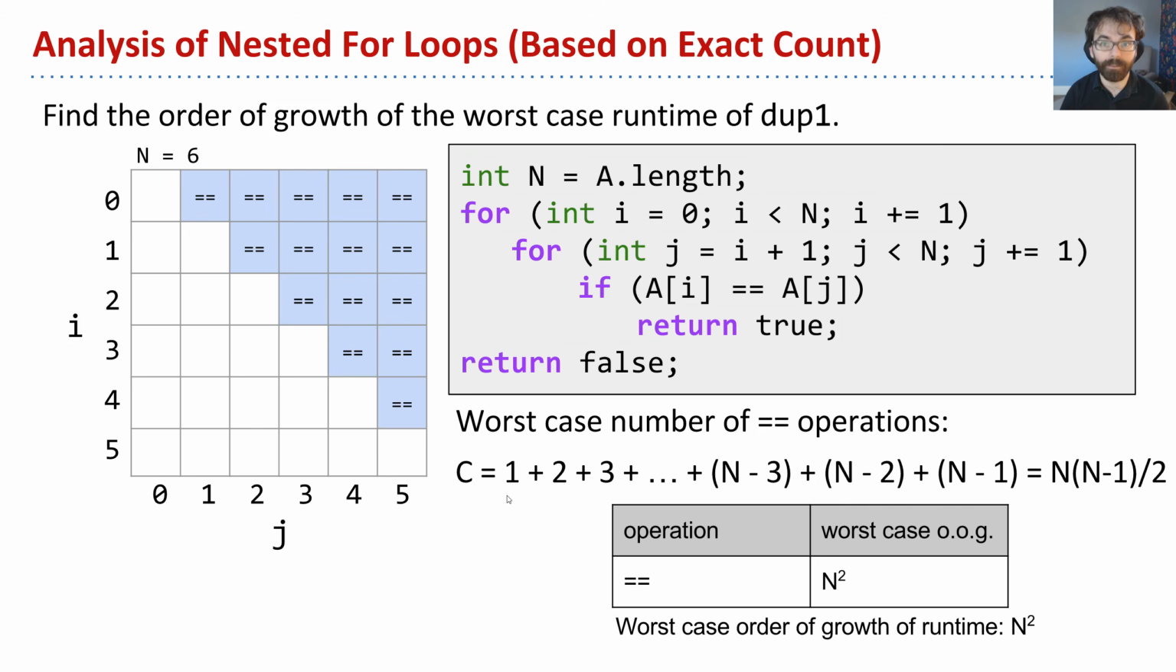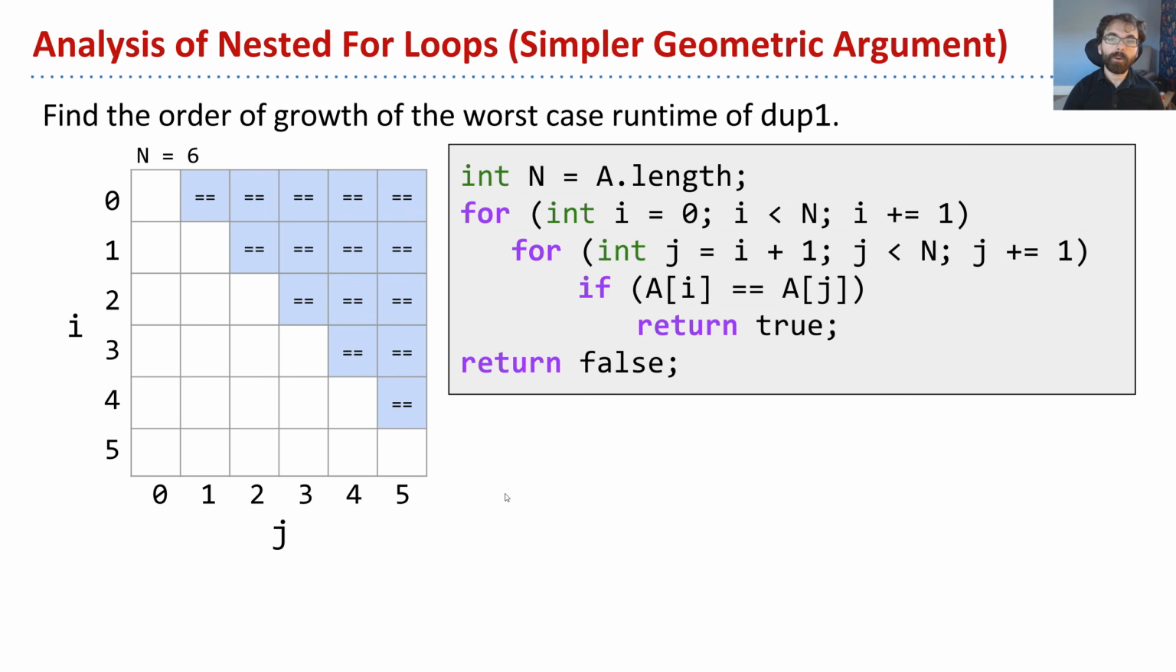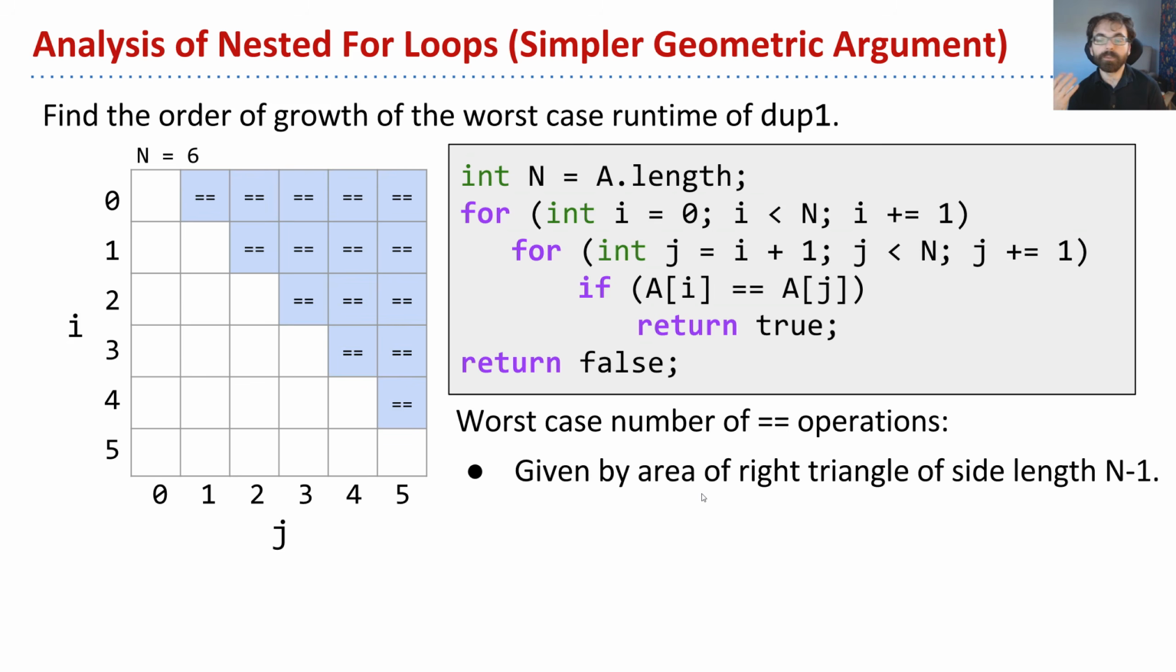Now there's an alternate way where we don't actually come up with the exact count at all. This is more of an art than a science often. In this case, I'm going to make a geometric argument. Eventually, once you get really good at this, you can start doing this, but it is a trickier technique. In this approach, again, I'm going to count the number of equal equals operations. However, rather than counting the exact number, I'm just going to observe that it grows exactly like the area of a right triangle of side length n minus 1. So this right triangle here has side length n minus 1.